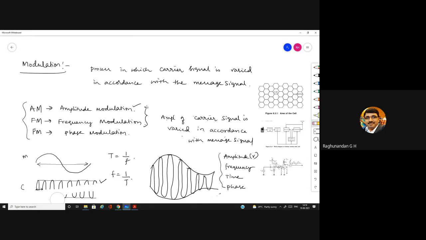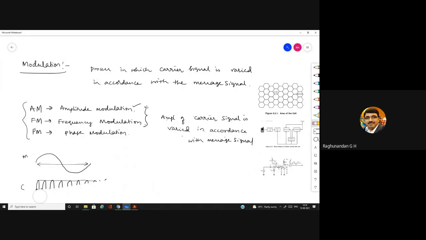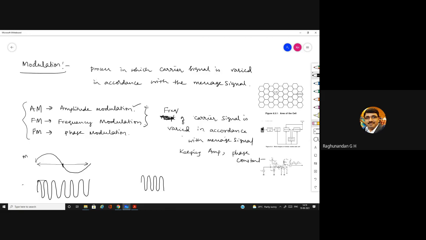Next, if you are going for FM, again we'll take one more carrier signal. We have a carrier signal like this. So in FM, what happens is instead of amplitude, the frequency of the carrier signal is varied in accordance with the message signal, keeping amplitude and phase constant. That will not be changed. So here what happens is during positive half cycle, the signals will be very closer to each other. Till here, during positive half cycle, that portion, the signal will be very closer to each other. During negative half cycle, the signal will be like this. This indicates we have used FM, frequency modulation.